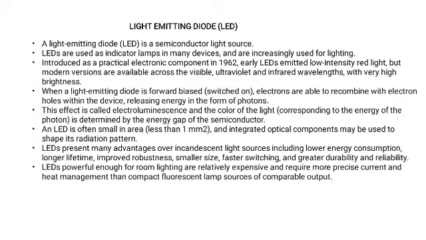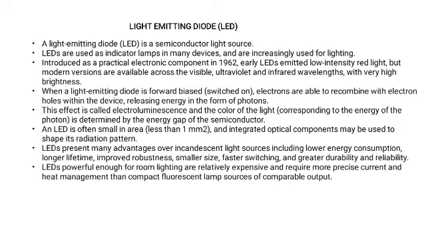And the LED, which is nothing but a light emitting diode, is a semiconductor light source used in the indicator lamps of many devices. When the light emitting diode is forward biased, electrons recombine with the electron holes within the device, which releases energy in the form of photons. This effect is called electroluminescence, and the color of the light is determined by the energy gap of the semiconductor.